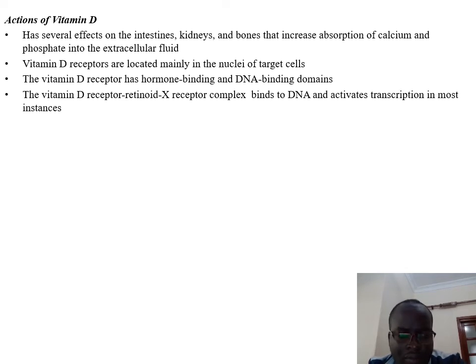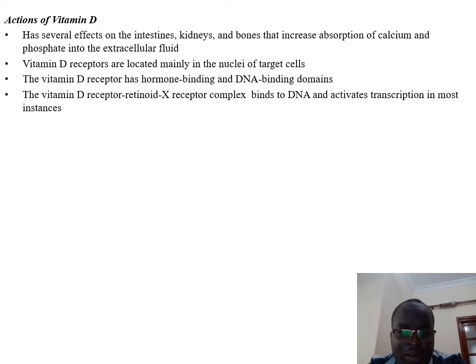What are the actions of vitamin D? By now you understand the functions or the actions of vitamin D. It has several effects on the intestines, the kidneys, and the bones that increase absorption of calcium and phosphates into the extracellular fluid. Then you have these minerals available for mineralization of the bone, to have strong bones, and also to control the concentration of the extracellular calcium and phosphate levels.